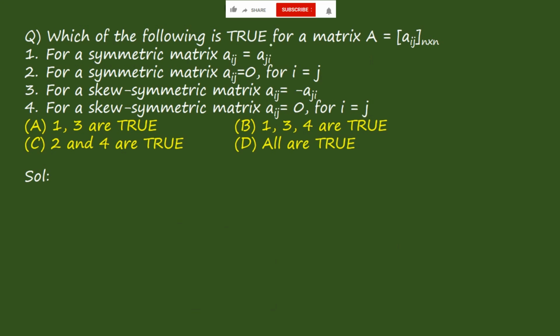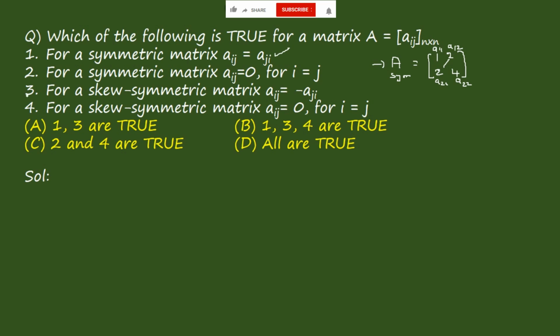The question: which of the following is true for the matrix A equal to A of ij, an n cross n matrix? The first one, for a symmetric matrix, A of ij is equal to A of ji. So consider matrix A as a symmetric matrix, 1, 2, 2, 4. This is A11, this is A12, this is A21, and this is A22. Now check: A of ij should be equal to A of ji, where i is the row and j is the column. So check it. A12 is equal to A21. This is satisfied, so this is a correct one.